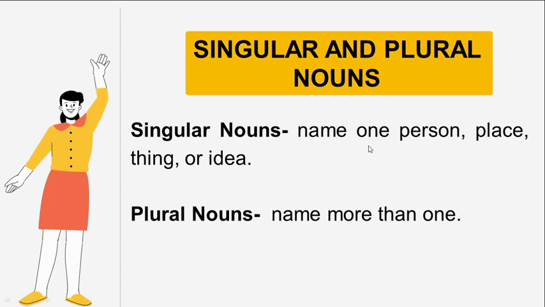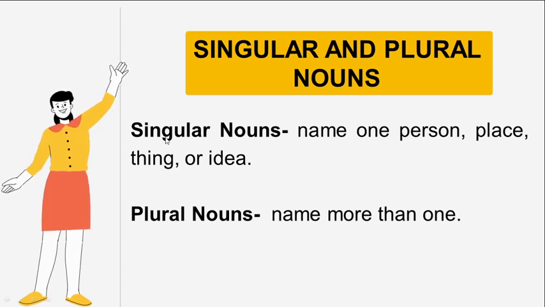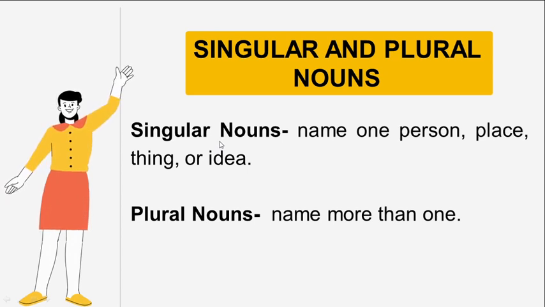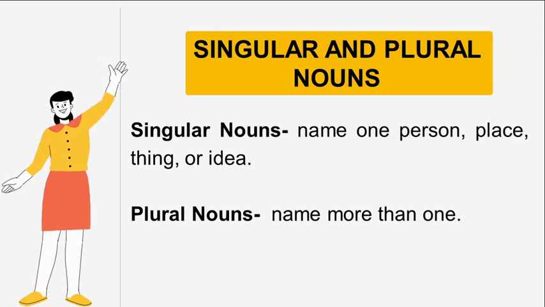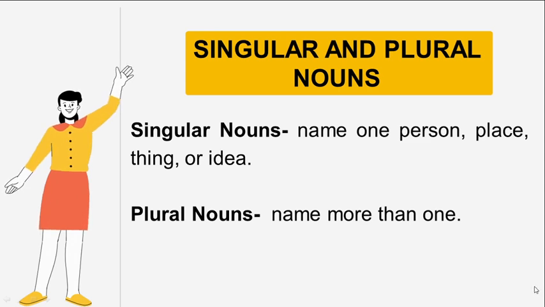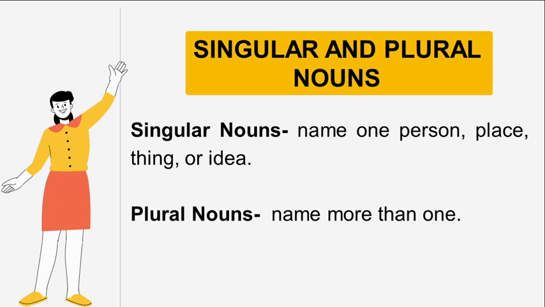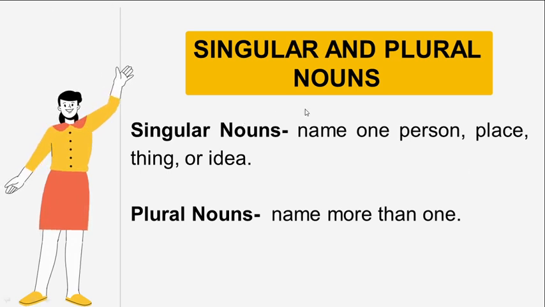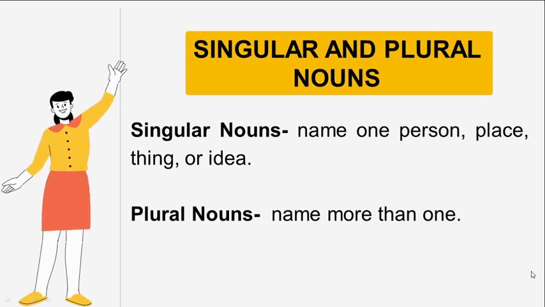When we say singular nouns, from the word itself, singular, single, it names just one person, place, thing, or idea. And plural nouns, in contrast to singular nouns, name more than one person, place, thing, idea, and so on. So again, singular nouns are just one, and plural nouns are more than one. Do you get it? Very good.